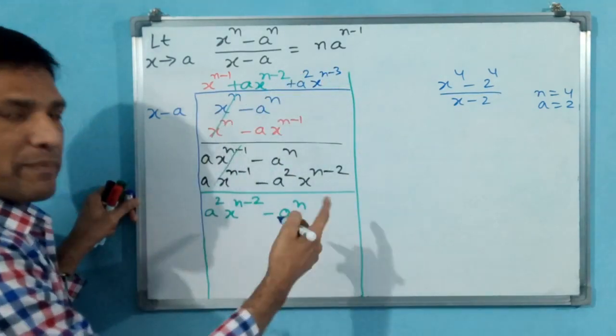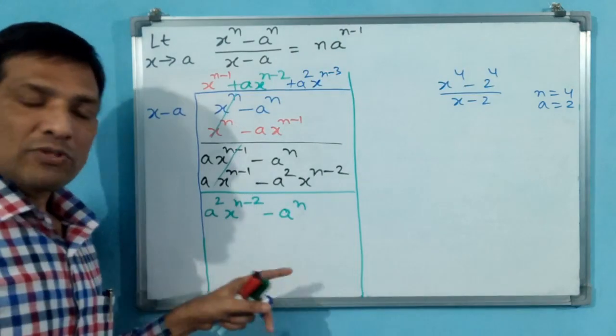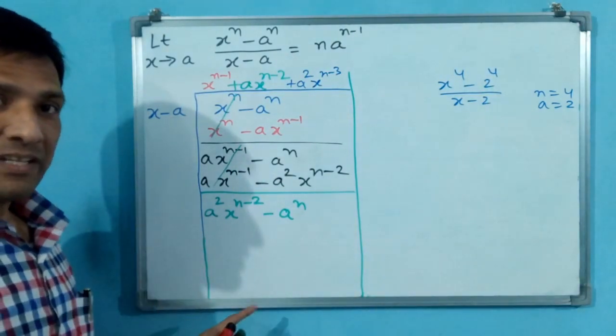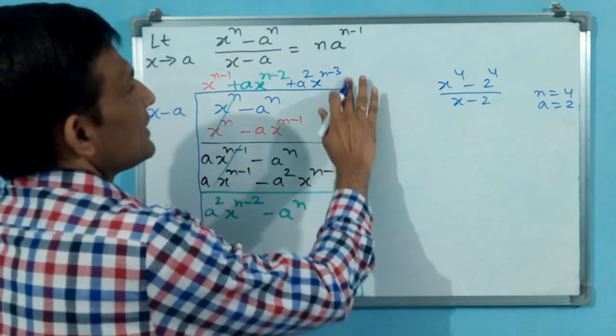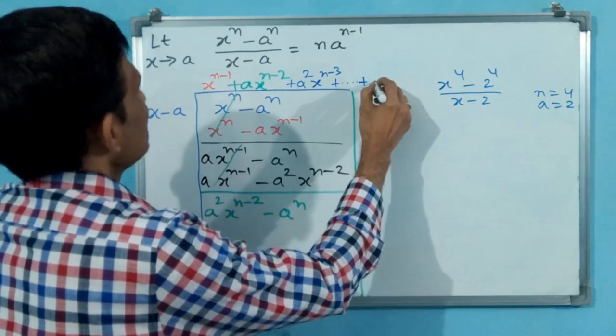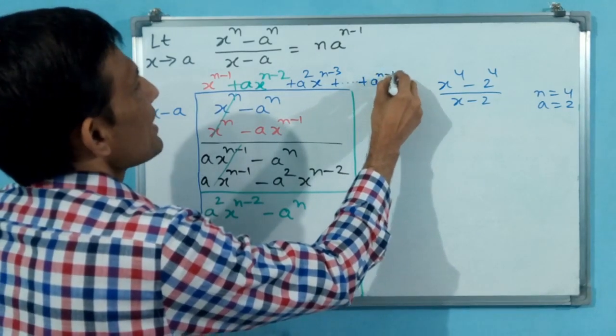Then you multiply like this. See, until when will you multiply? Here we don't know until when we have to go, because here only n is there. You don't know. That is why what you are going to write is: plus dot dot dot plus a power n minus 1.